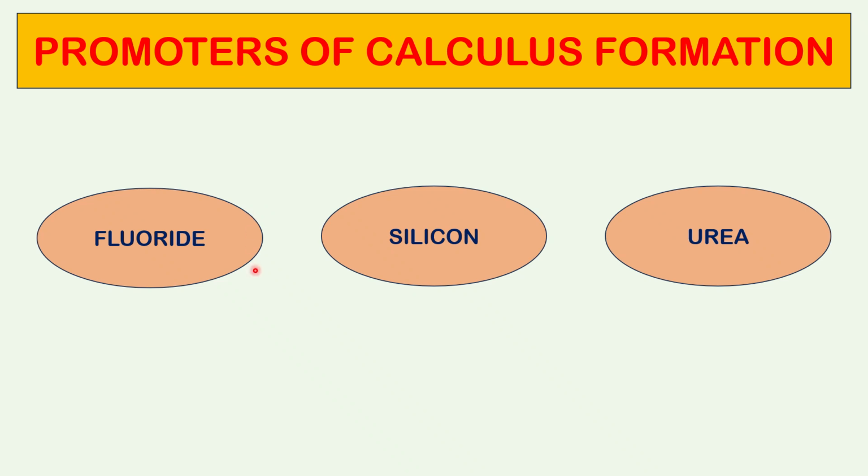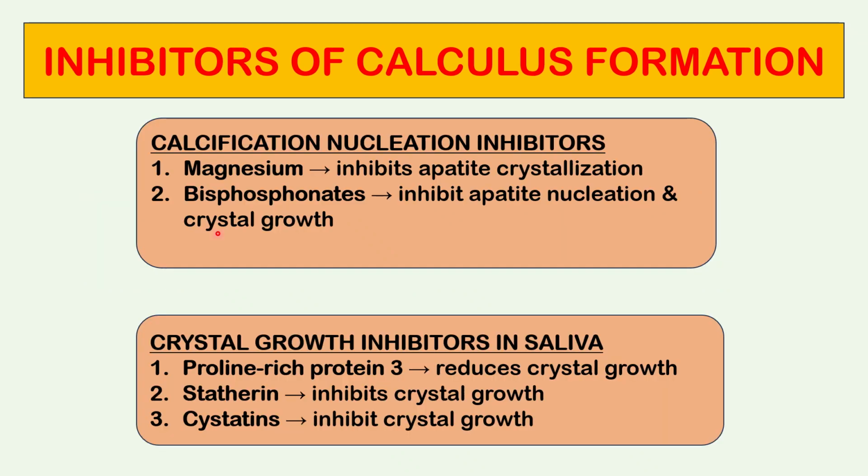So we can say that fluoride, silicon, and urea act as promoters of calculus formation. So coming to the inhibitors of calculus formation, the inhibitors of calcification nucleation include magnesium and bisphosphonates, and the inhibitors of crystal growth in saliva are proline-rich protein, statherin, and cystatins.